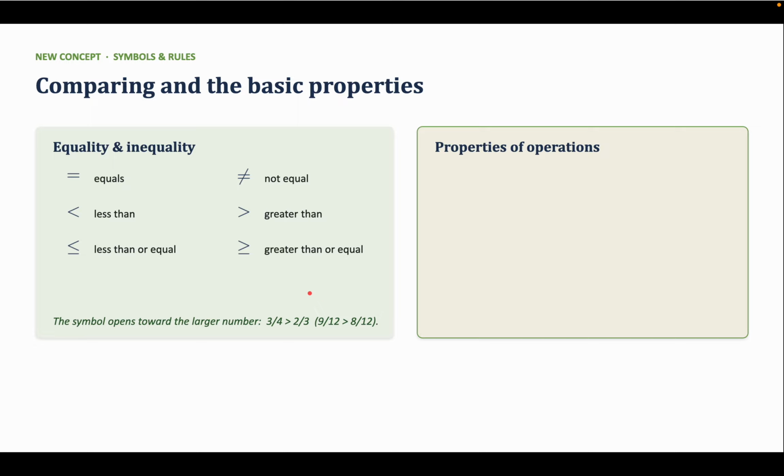And some properties of the basic operations. There are 3 quiet but important rules. So adding 0 to any number leaves it unchanged. 0 is the identity for addition. Multiplying any number by 1 leaves it unchanged because 1 is the identity for multiplication. And multiplying any number by 0 always gives 0.